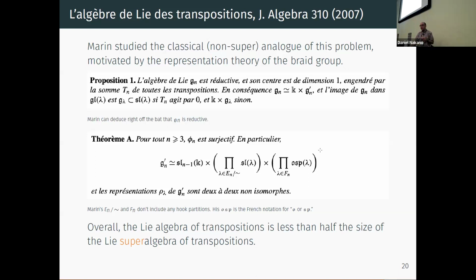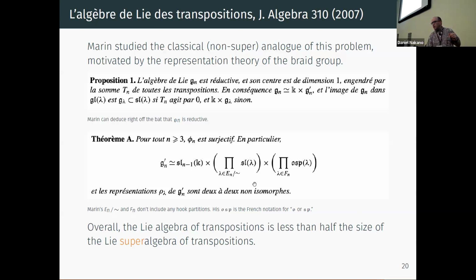And he's able to figure out right off the bat that the Lie algebra of transpositions is reductive, with a one-dimensional center. He's able to get this very quickly from general principles. And then he uses a lot more Lie theory to figure out the actual description. His algebra is less than half as big as ours. Ours is quite a big thing, almost the full derived algebra. Well, the full derived algebra plus one extra dimension. So we got pretty close to the entire thing, but his is a lot smaller. His notation is a little different than ours. His E's and F's don't include any hook partitions, so these all get set to the side.